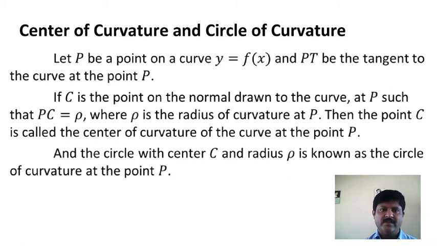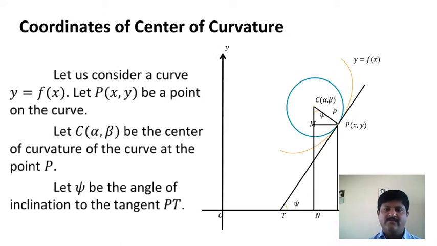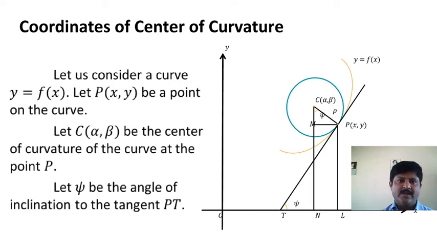Next we define the center of curvature and circle of curvature. Let P be a point on a curve y equals f of x and PT be the tangent to the curve at the point P. If C is the point on the normal drawn to the curve at P such that PC equals rho, where rho is the radius of curvature at P, then the point C is called the center of curvature of the curve at the point P, and the circle with the center C and the radius rho is known as the circle of curvature at the point P. Here the figure shows the coordinates of center of curvature.